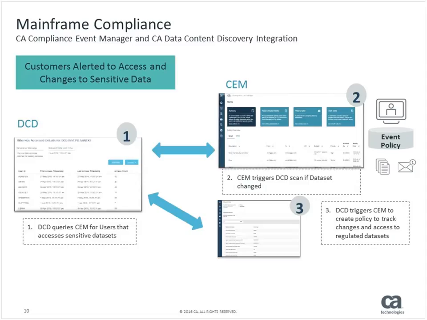And then finally, DCD can trigger CEM to create a policy to track changes in access to regulated data sets. So if you have a critical regulated data set and you want to create an alert whenever there's been access to it, you can actually create that automatically within CEM. So here we have the ability to combine our information about what is sensitive data and combine that with our user activity monitoring and create a solution where you can actually understand who's accessing what and whether what they're accessing is critically important to the company to protect.